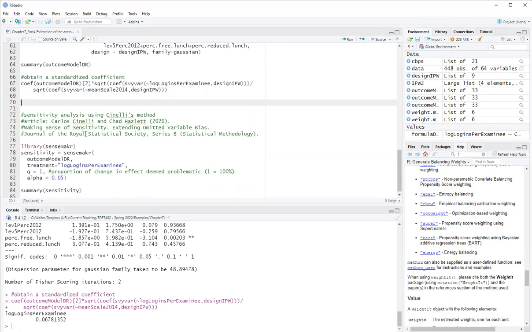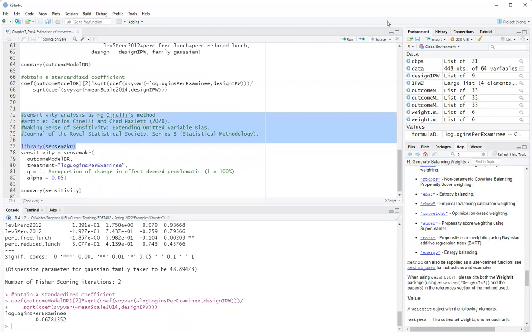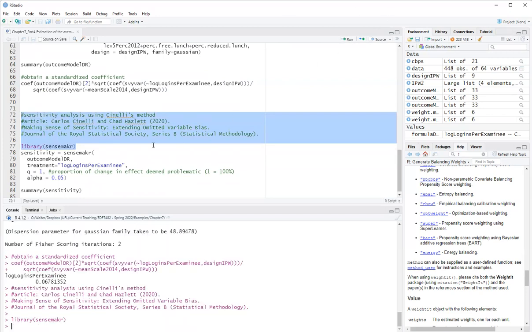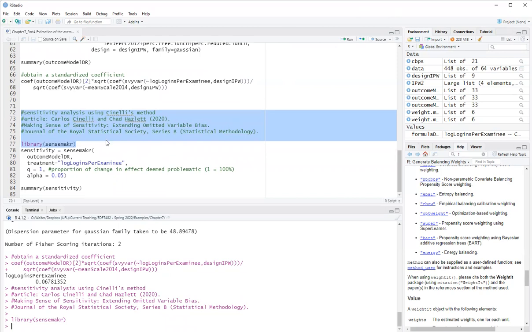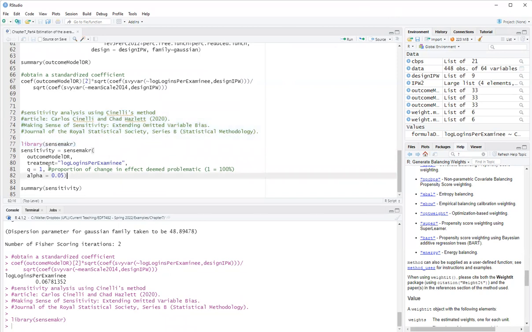Okay. Now, as a final step, it's important to run a sensitivity analysis. I'll use a newer method, Cinelli's sensitivity analysis method, that's implemented in the sensemakr package. It's a very good method, and I particularly like that he puts the interpretations as part of the output. So here, I declare my model, I declare what the treatment is, I declare as a guideline what proportion of change in the effect is deemed problematic. So one is 100%. And then the alpha level would be what would be by my criteria to consider the effect significant, right? So run this.